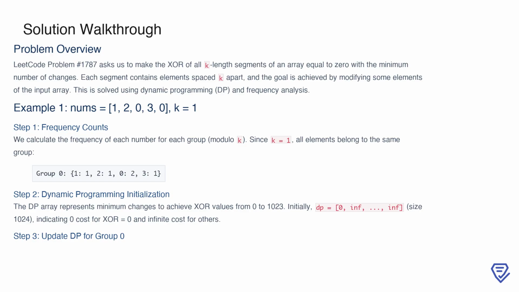Next, we initialize a dynamic programming array to track the minimum changes needed to achieve any XOR value from 0 to 1023. Initially, the cost for XOR equals 0 is set to 0, and all others are set to infinity. Finally, we update this DP array for group 0 by iterating over all possible XOR values and calculating the minimum changes required for each key in the group.